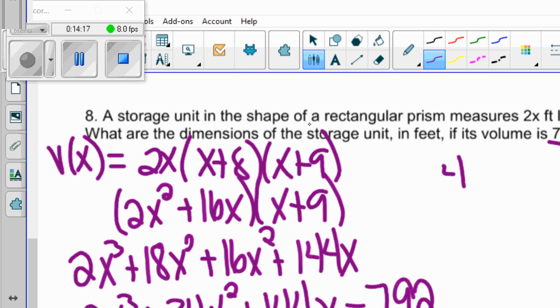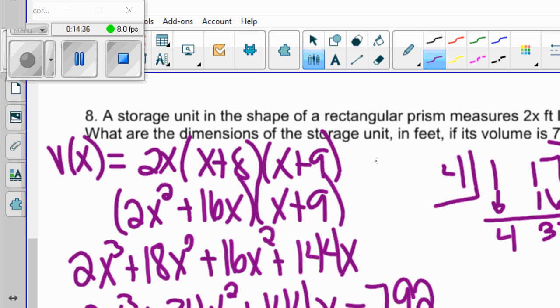I pick a 4 and I plug in. I have 1, 17, 72, negative 396. 4, 16. 17 plus 16 gets us 33. 33 times 4 gets us 99. 99 plus 72 gets us 171. I'm thinking this probably not going to work. 684. No. So I'm going to go smaller.